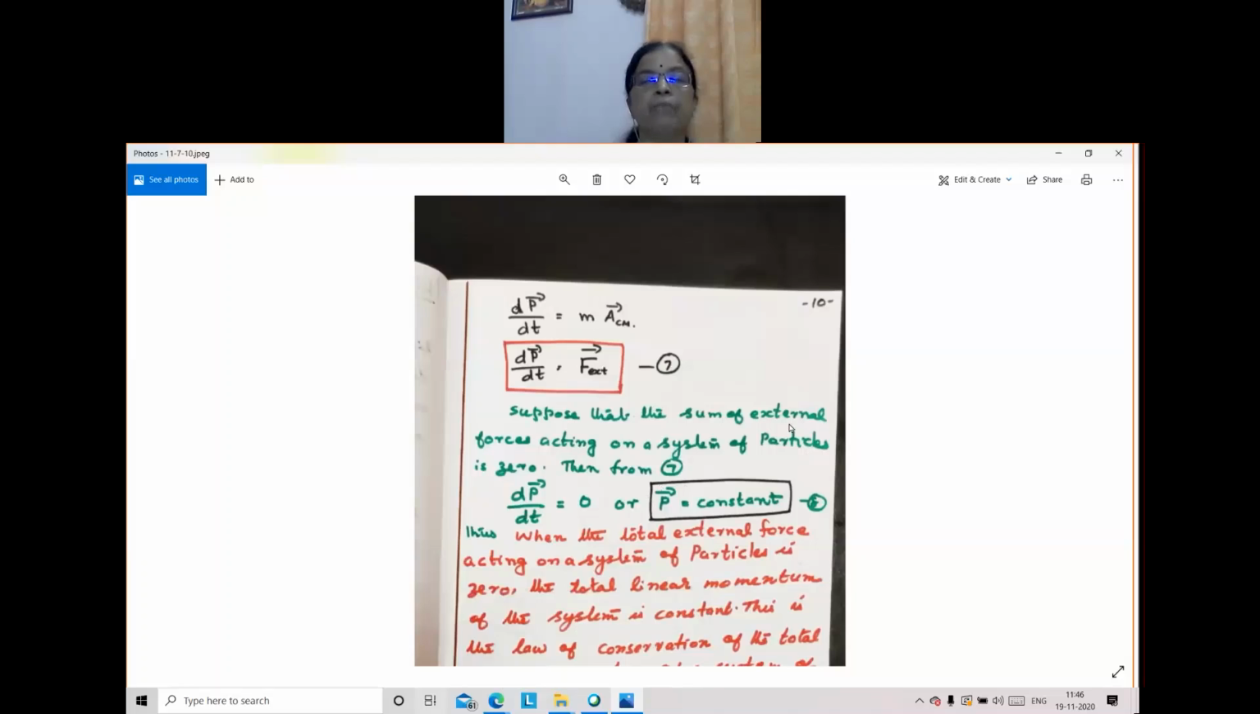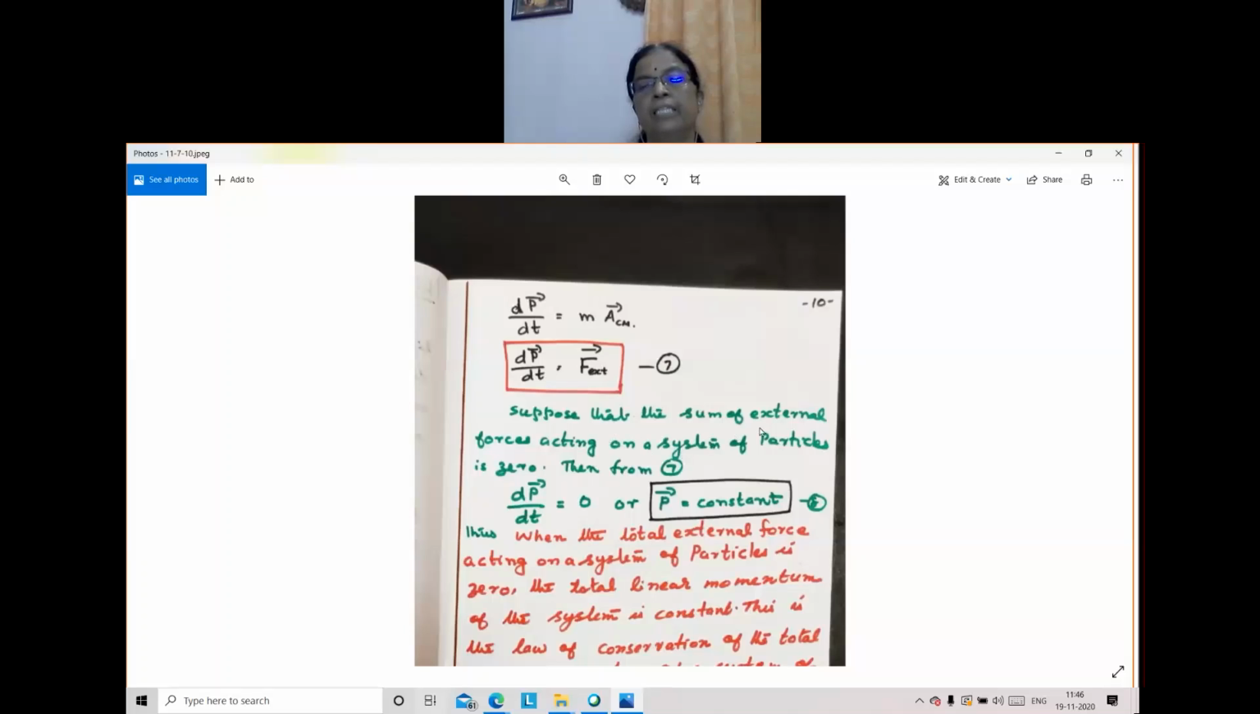This is the equation for Newton's second law when it is applied to a system of particles. The total external force acting on the system is equal to the rate of change of momentum of the center of mass. This is the momentum of the center of mass. So this Newton's second law is applied to a system of particles. This is the formula.